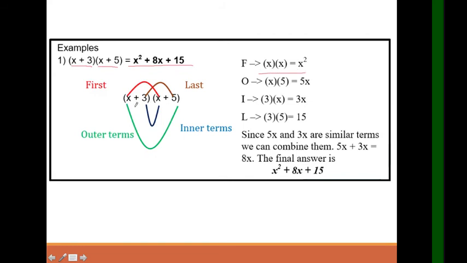Next is O, the outer. Ito yung outer, di ba? X times 5 is 5x. Next, the inner. Ito yung sa inner. Kaya FOIL, di ba? Sinusundan natin. So, 3 times x is 3x. And finally, yung last, L, 3 times 5 is 15.